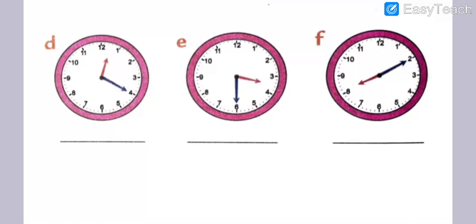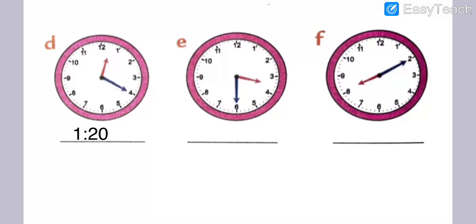So question number D: the hour hand is on 1 and the minute hand is on 4. What does 4 show? 4 shows 20 minutes. So the time is 1:20. Got my points? 1 o'clock and 20 minutes. How will we write it, my dear students? 1 o'clock and 20 minutes, as we have been writing.